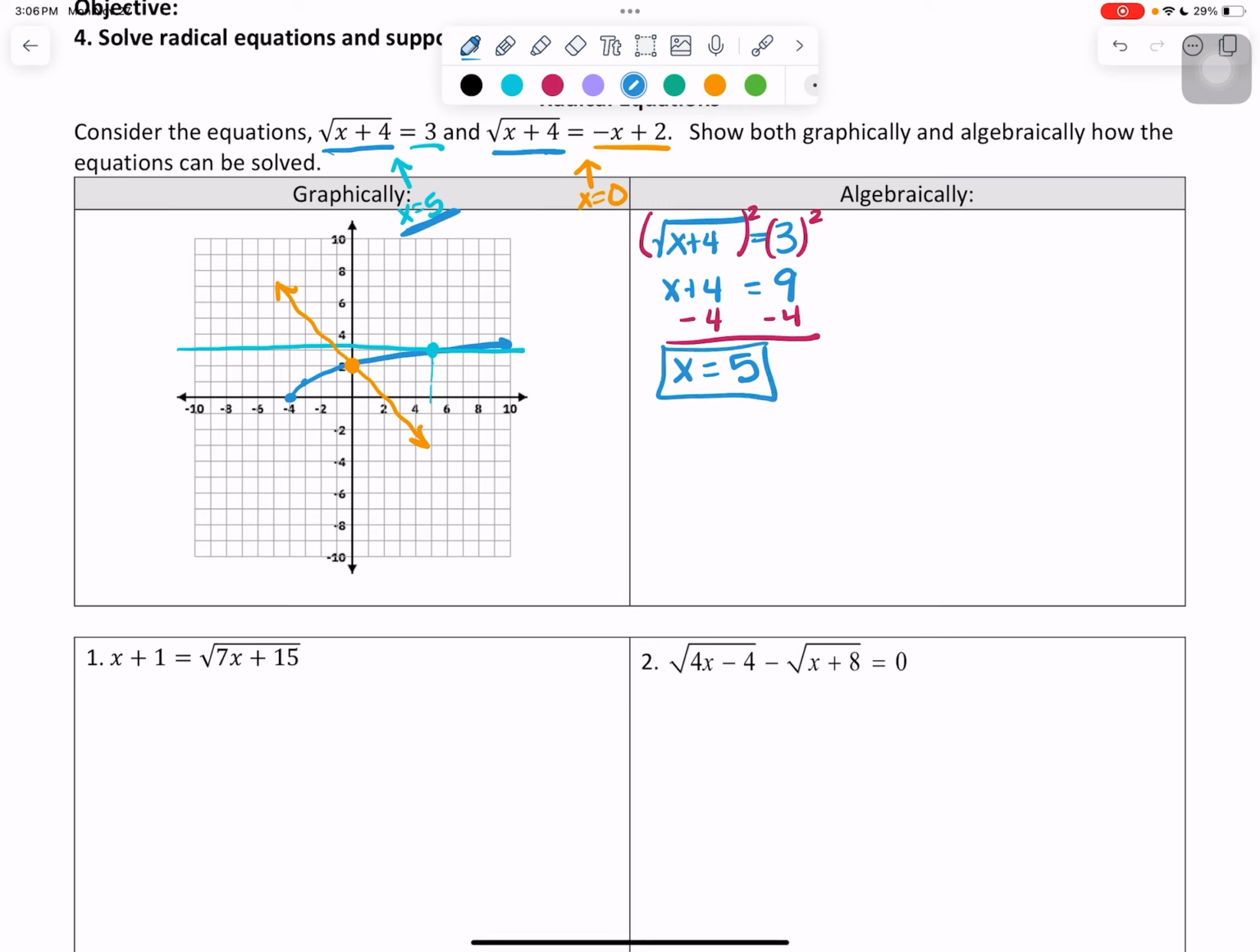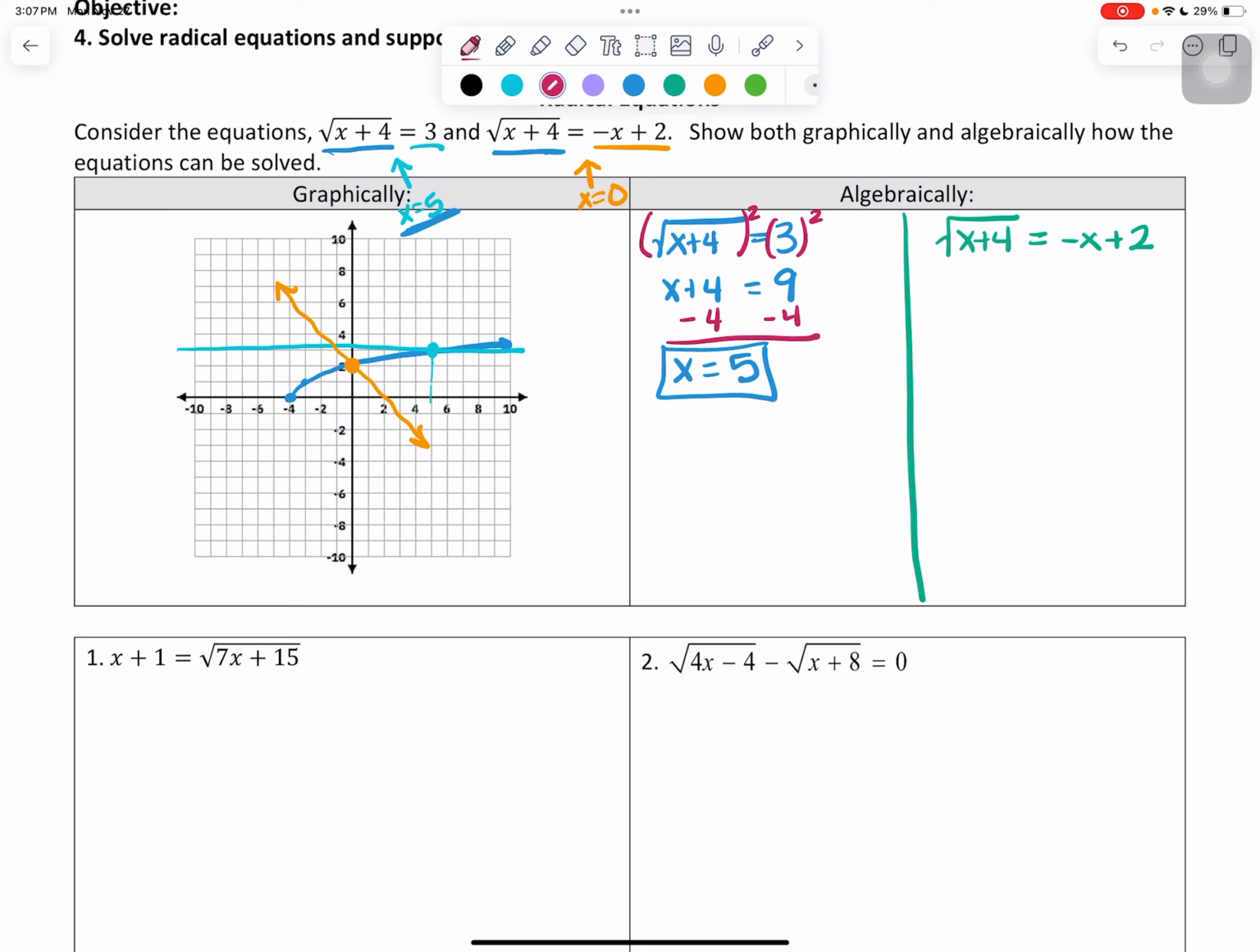Now, one thing, I've already checked this by graphing. But on these other problems where we're not graphing it, you either check it in your calculator by graphing it, or you are going to need to plug it in and check. But because I already showed it by graphing, I don't need to do that with that one. So let's do the other equation. I'll split it here. So square root of x plus 4 equals negative x plus 2.